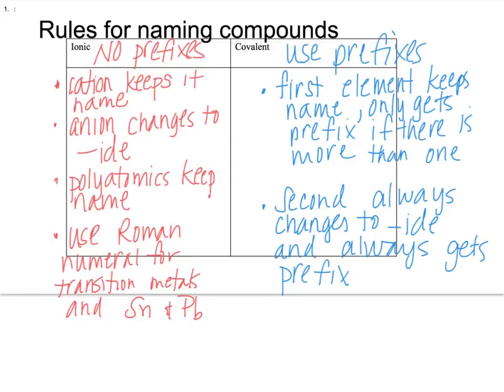When we're naming covalent compounds, that is where we use the prefixes. And remember, the first element keeps its name. So the first thing listed always keeps its name, and it only gets a prefix if there is more than one. The second thing always changes to -ide, and it always gets a prefix. Even if there's one, we call it mono. All right, so let's practice a few on the next slide.